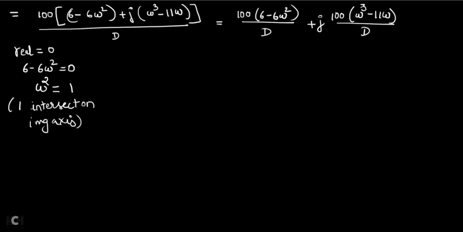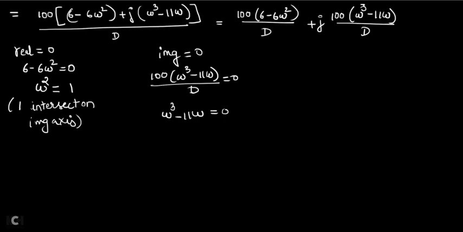Now similarly, let us do it for the imaginary term. Put the imaginary term to 0. 100 into omega cube minus 11 into omega divided by d is equal to 0. Cross multiply, and 100 and d get cancelled. What is left is omega cube minus 11 omega is equal to 0. So omega cube is equal to 11 omega, that is, omega square is equal to 11.